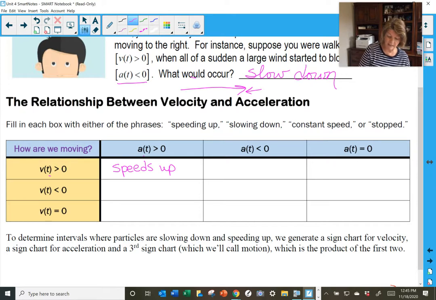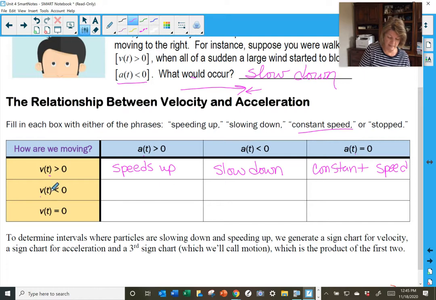If velocity is positive but acceleration is moving to the left, then I'm going to slow down. So I noticed that velocity was positive and acceleration was negative. When they have different signs, it's always going to slow down. If acceleration is equal to 0, it just means I have no force acting on my velocity. So velocity stays constant. I'm going to write that as a constant speed because that's what the directions said. Yeah, we'll just maintain. It's like setting the cruise control.